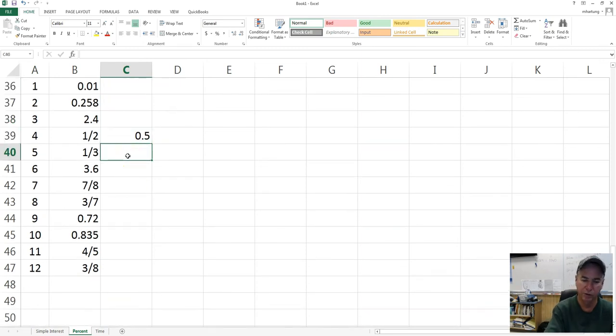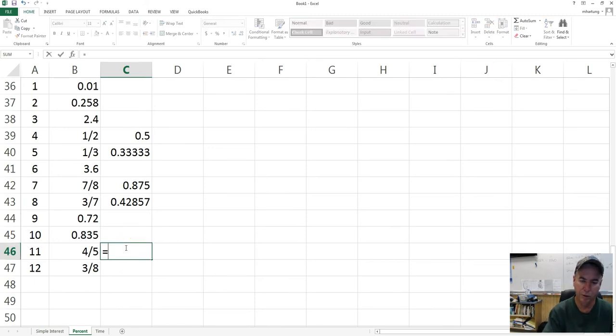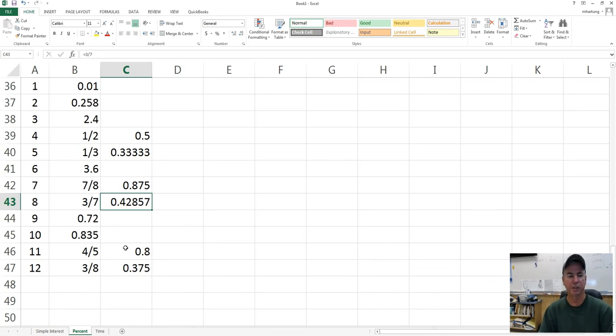So I'm going to go ahead and do the fractions first. 1/3 equals 1 divided by 3. 7/8 is equal to 7 divided by 8. 3/7 equals 3 divided by 7. 4/5 equals 4 divided by 5, and the last one equals 3 divided by 8. Make sure you practice those. Don't just type in my answers. Practice. Do the actual division using Excel.